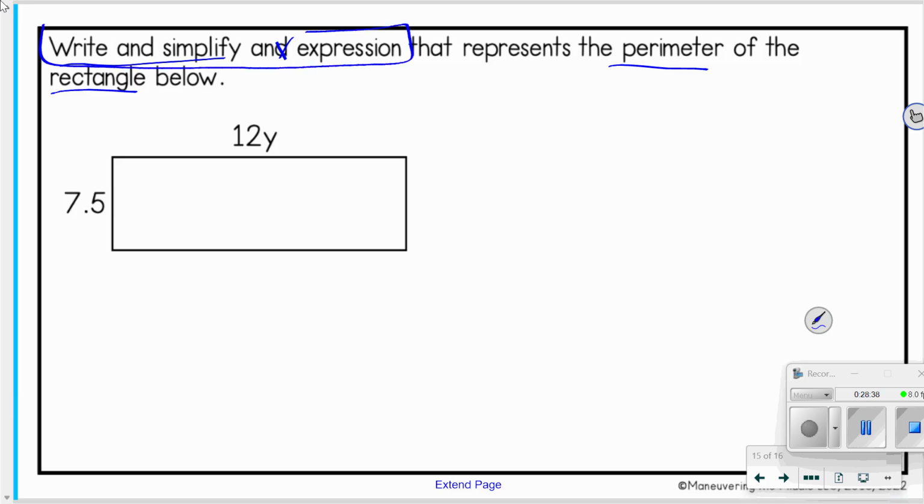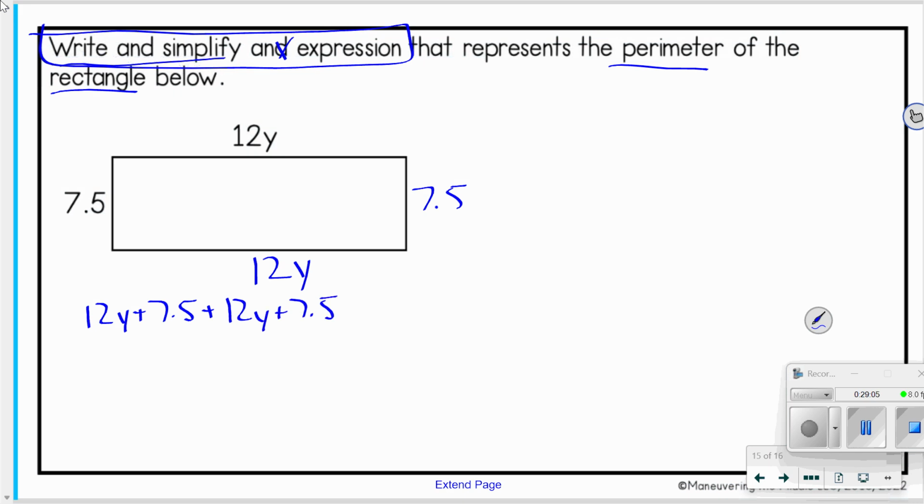So here's the interesting part. It says write and simplify, right? Yeah. So that means that first off, I should have written it. I know, because it's a rectangle, so it looks like this. Meaning my first step should have been writing out my expression, 12y plus 7 5/10 plus 12y plus 7 5/10.